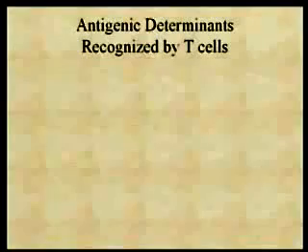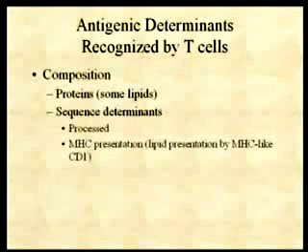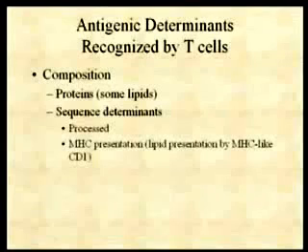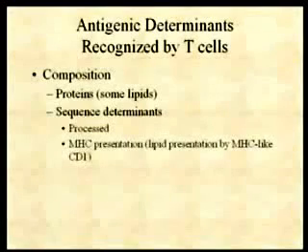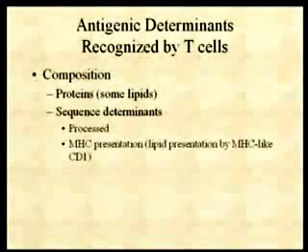All right, what about T cells? T cells are a little bit different. As far as the composition is concerned, they only recognize protein antigens. They don't recognize polysaccharides. That's why polysaccharides are T-independent antigens and T-dependent antigens are the proteins. Again, there are a couple of exceptions, obviously, those glycolipids and phospholipids that I told you about earlier. But by and large, they recognize the protein antigens. Not only that, they only recognize sequence determinants. They don't recognize conformational determinants.